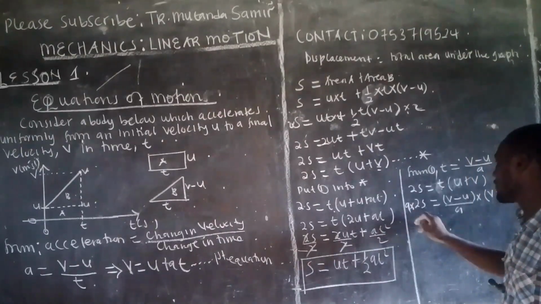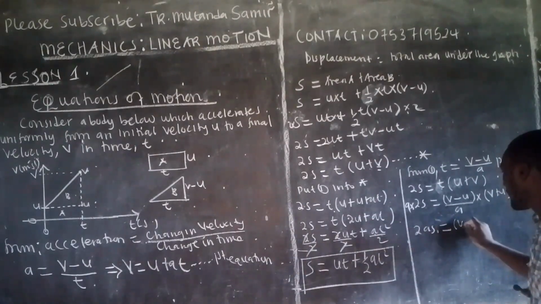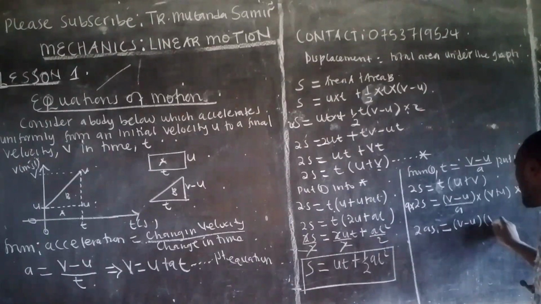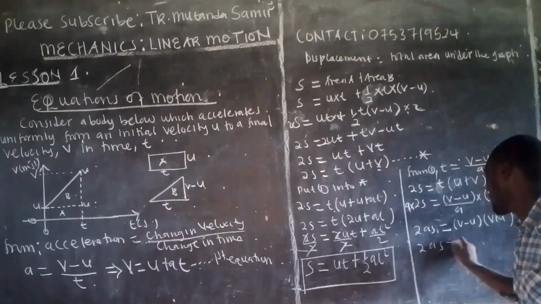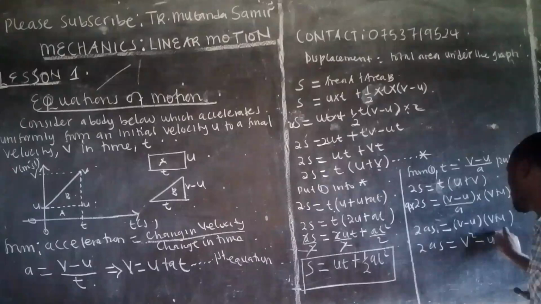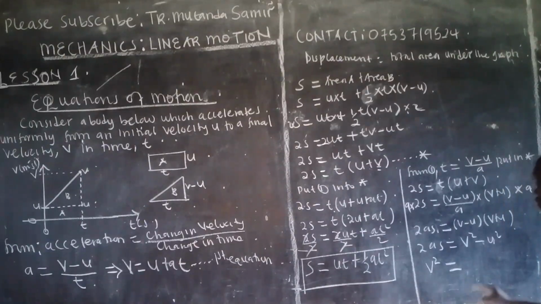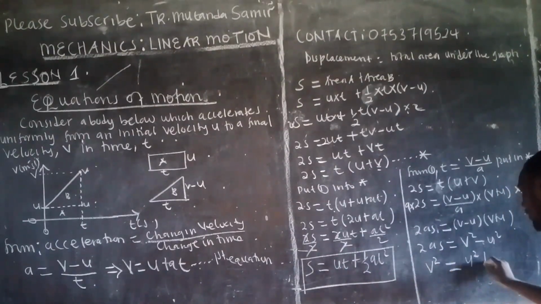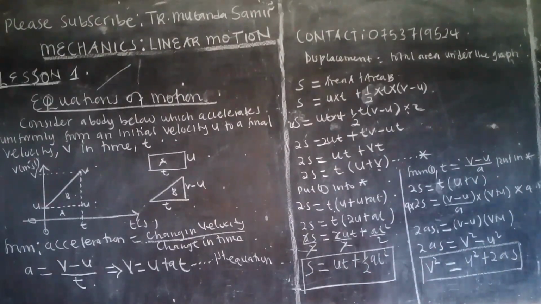So 2s times a will give us 2as, which will be equal to (v minus u) times (v plus u). If you're very keen enough, you can expand this, no problem, but I'm seeing a difference of 2 squares, which will mean that 2as is equal to v squared minus u squared. Now when you make v squared the subject, it will be v squared is equal to, the u goes the other side, u squared plus 2as as required. And those are the 3 equations of motion.